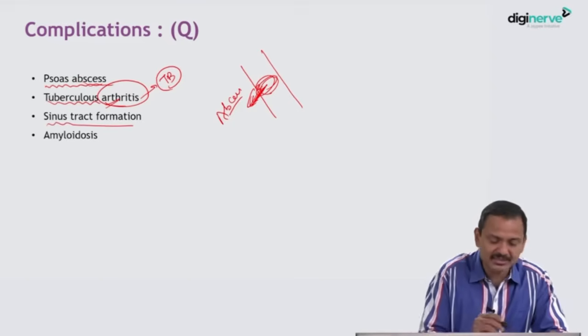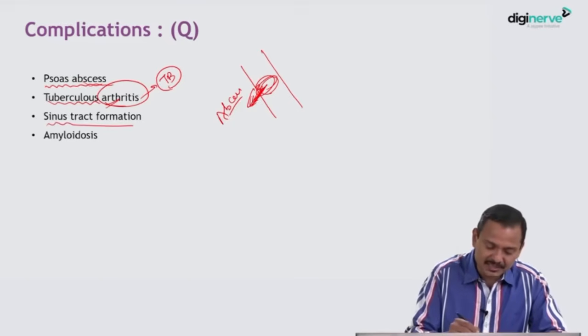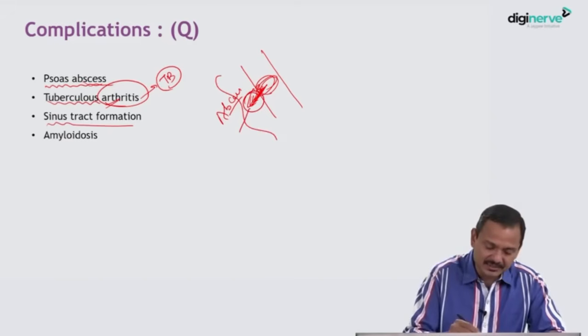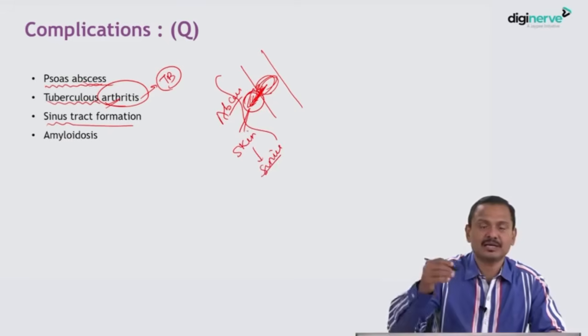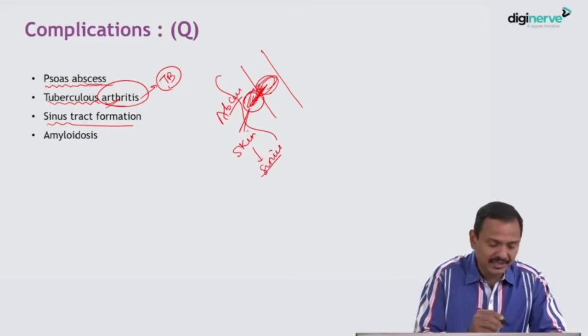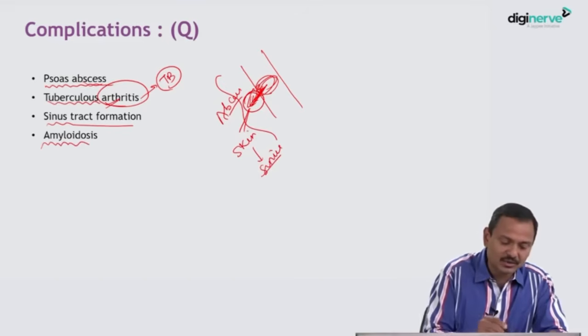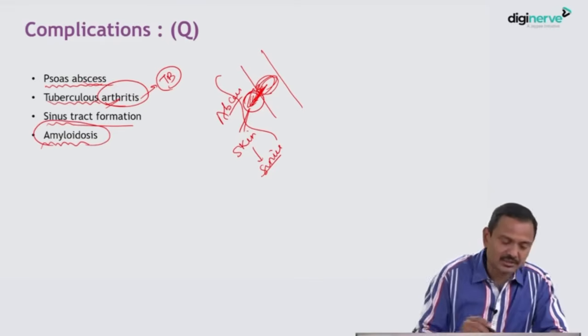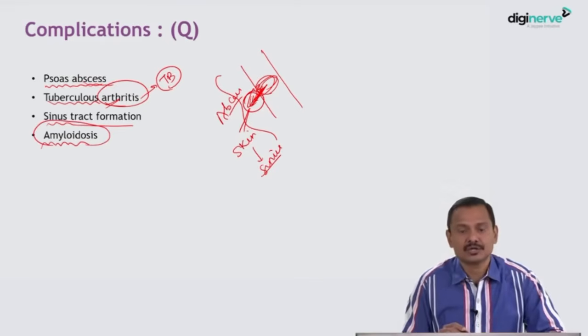There can be sinus tract formation. This abscess comes to the soft tissue, it will be an abscess, but when this abscess ruptures to skin, it is called a sinus tract. Okay, a sinus will be formed and pus will be coming out of it, and as usual, like any chronic osteomyelitis, amyloidosis is one of the complications of tuberculosis.